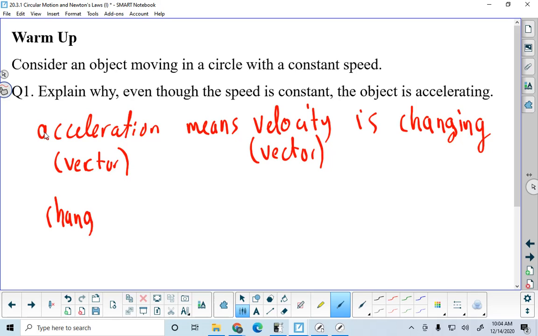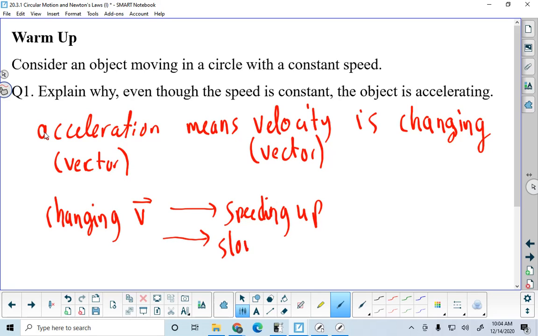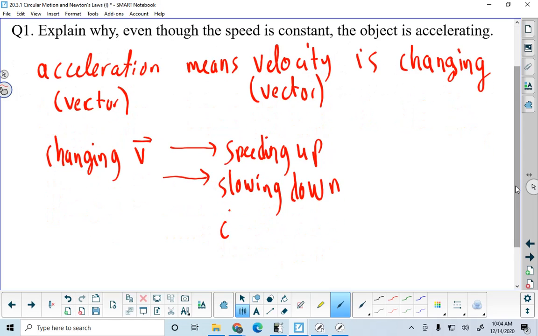Changing velocity could mean speeding up. It could mean slowing down. Or it could mean, which is the case here, changing direction.